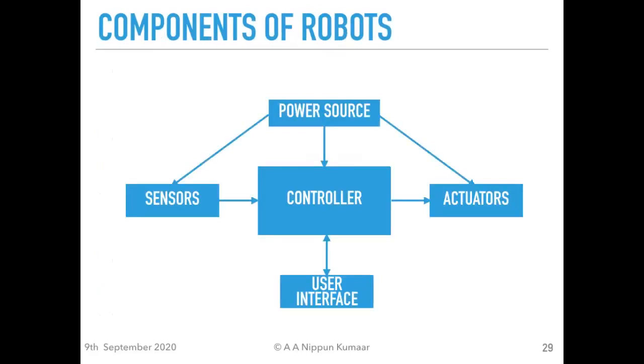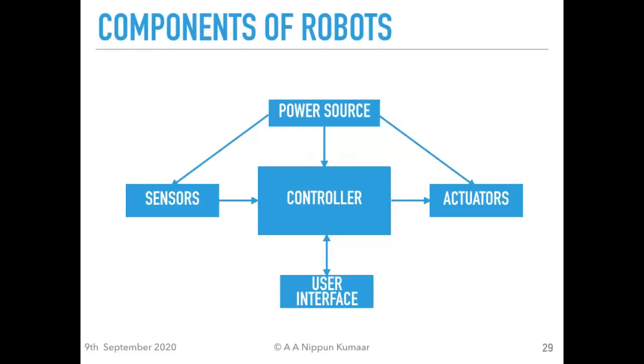Then what are the different components of robots? This is a very abstract, brief block diagram of a typical robotic system. You have a power source. The power source can be your socket, the direct wall power supply if it's a stationary robot like a manipulator, or it can be a battery supply if it's a mobile robot, which moves in the environment to perform some tasks. And then you have sensors and actuators. Sensors basically give the controller information about what is happening in the environment. So through sensors is how you get that information.